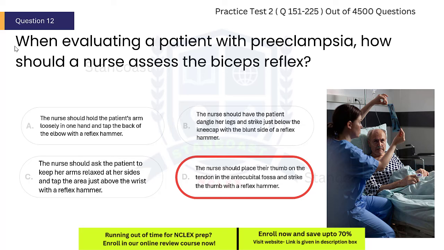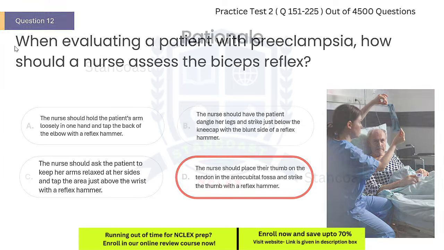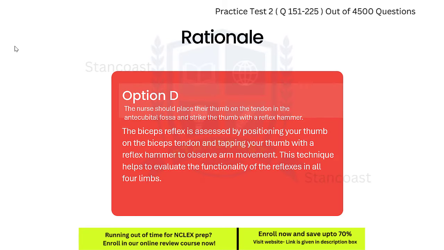The nurse should place their thumb on the tendon in the antecubital fossa and strike the thumb with a reflex hammer. The biceps reflex is assessed by positioning your thumb on the biceps tendon and tapping your thumb with a reflex hammer to observe arm movement. This technique helps to evaluate the functionality of the reflexes in all 4 limbs.